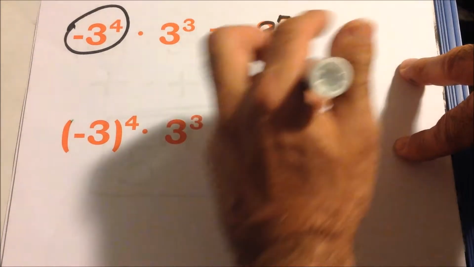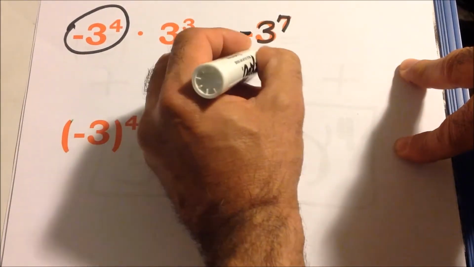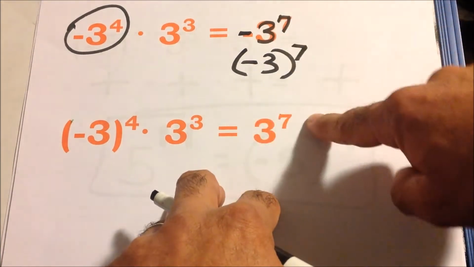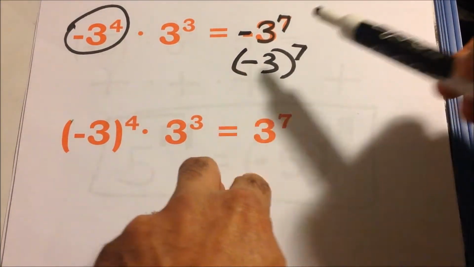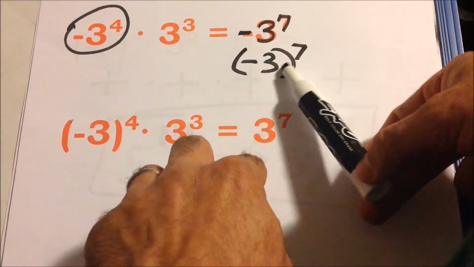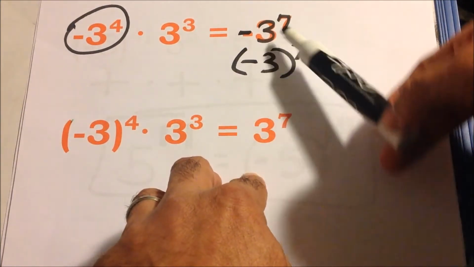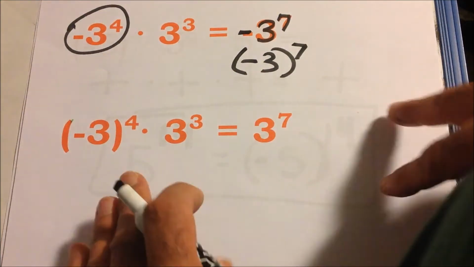Now, a negative 3 to the 7th power and parentheses negative 3 to the 7th power are the same, so you wouldn't get points off. Now, why are they the same? In parentheses, if you have an odd exponent, the answer will be negative. So these two numbers are the same.